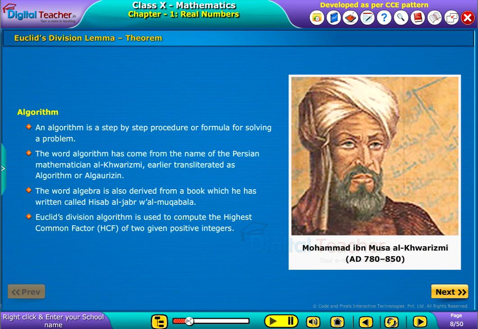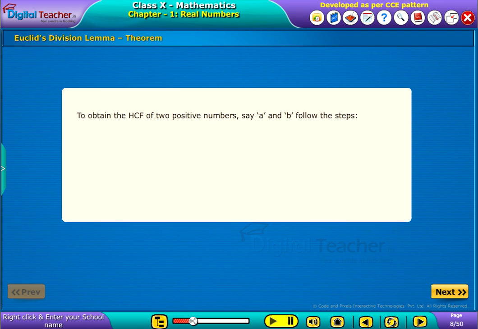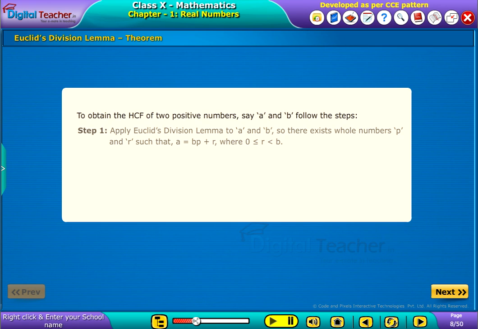Euclid's division algorithm is used to compute the highest common factor, HCF, of two given positive integers. To obtain the HCF of two positive numbers, say a and b, follow these steps. Step 1: apply Euclid's division lemma to a and b. So there exist whole numbers p and r such that a is equal to bp plus r, where 0 is less than or equal to r, which is less than b.